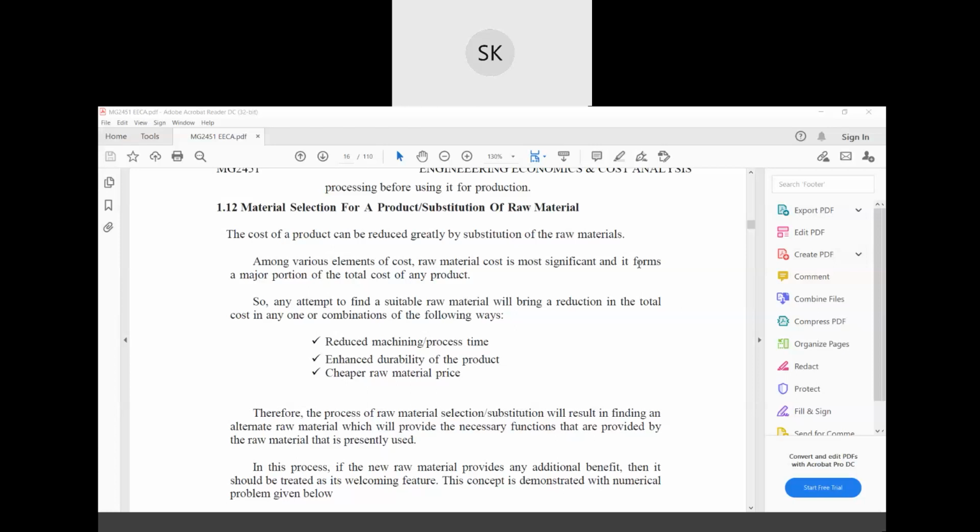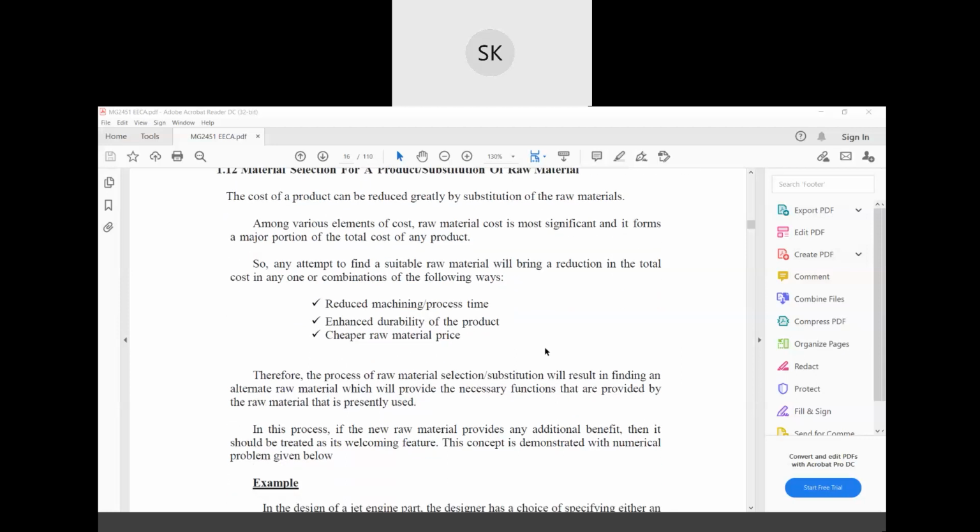Reduce machining or process time, enhance durability of the product, or a cheaper raw material price. Therefore, the process of raw material selection or substitution will result in finding an alternate raw material which will provide the necessary functions that are provided by the raw material presently used. In this process, if the new raw material provides any additional benefit, then it should be treated as a welcome feature. This concept is demonstrated with the numerical problem given below.